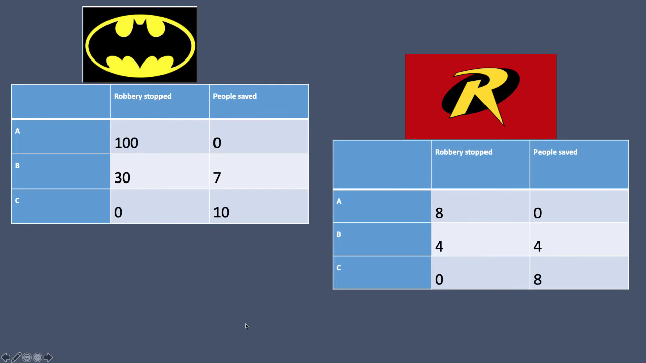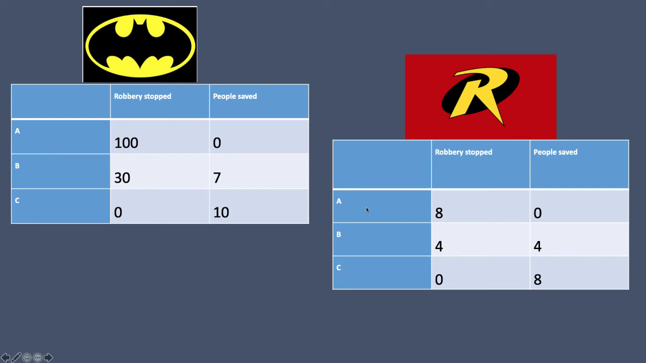Batman and Robin's production possibilities for 2 crime-fighting activities. Now, we've simplified the table so we don't have a whole lot going on. Batman is really good at doing all of this stuff. He can stop 100 robberies if he saves nobody. He can stop 30 robberies if he saves 7 people. Or if he decides just to save people, he can save 10 people and stop no robberies. Everywhere, all of Batman's production possibilities put him at a higher level than Robin.